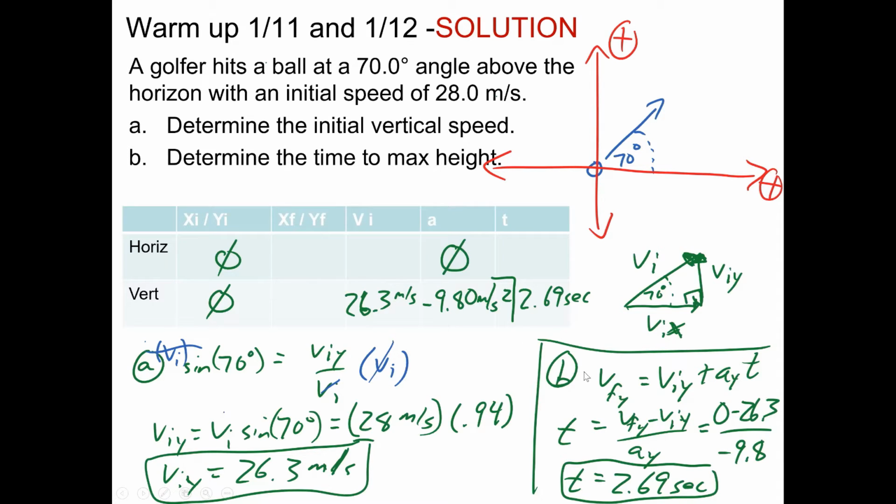And then to figure out the time to the max height, you have to remember that the final vertical speed at the highest point is 0, at that split second. And so you can use this equation: the final velocity equals the initial velocity plus the acceleration times the time, all in the vertical direction. When you calculate that, you should get about 2.69 seconds.